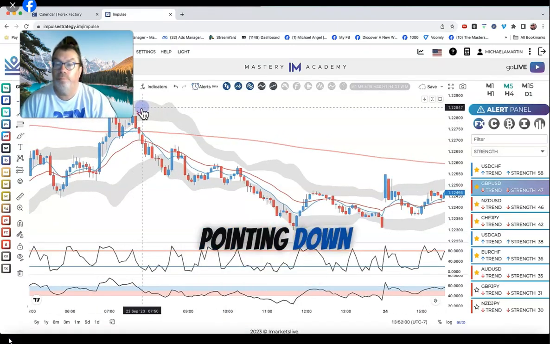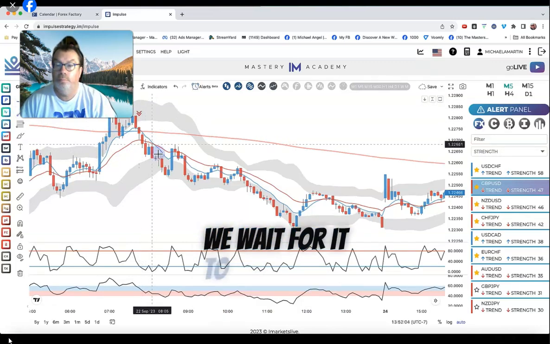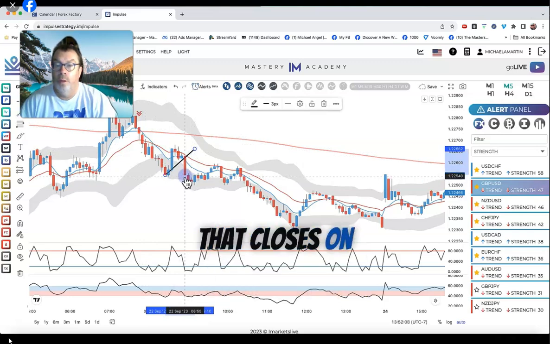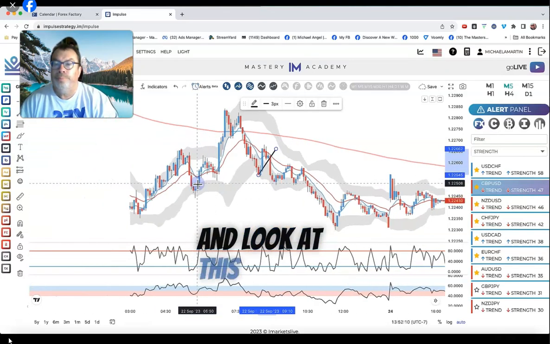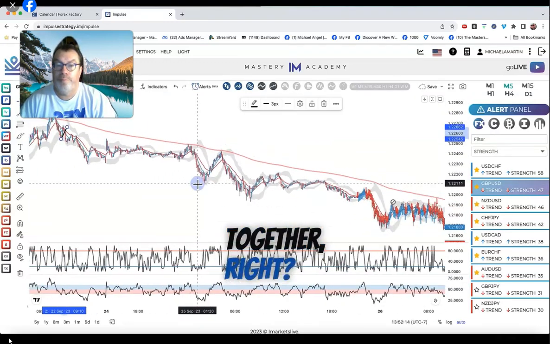We got the arrows pointing down saying, hey, this is going to go. What do we do? We wait for it to go. We wait for a pullback. And then we get in on the candle that closes on the other side of that trend line. And look at this thing. I mean, looks like we switched this whole move together, right?